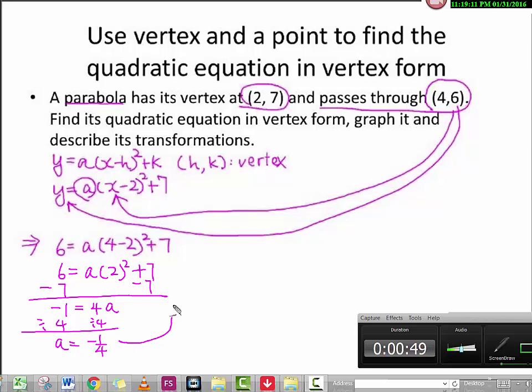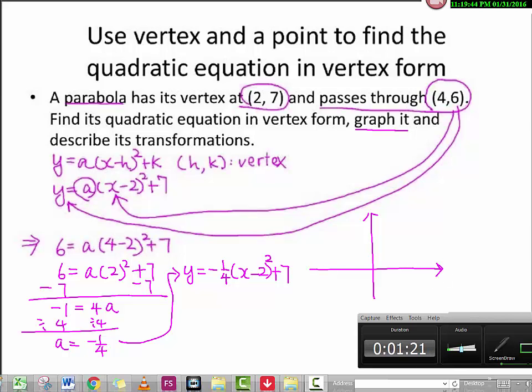Once we have the a value, we can write the whole equation in vertex form. y equal to a, which is negative 1 over 4, times x minus h, which is 2, whole squared, plus k, which is 7. And that's the quadratic equation in vertex form. Now they ask us to graph it, so I will do the graphing right here.